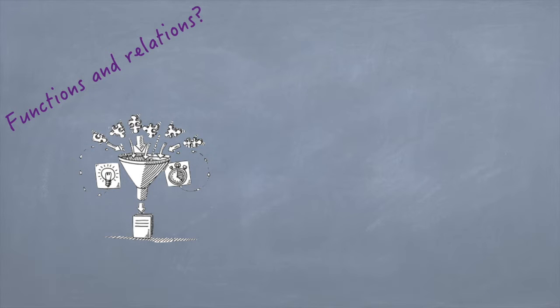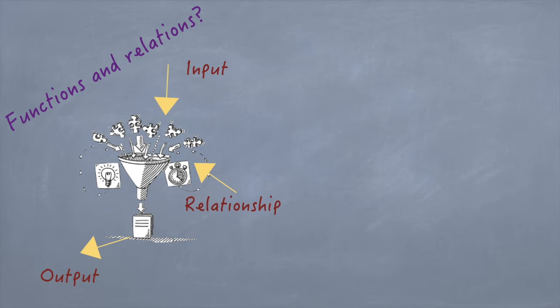When you have a machine, what do you have? You have something going in and something going out. And in between, you have the cogs. Whatever's going in is called your input. Whatever's going out is your output. And in the middle, you have the relationship between the input and the output, which is how you get from one to the other.